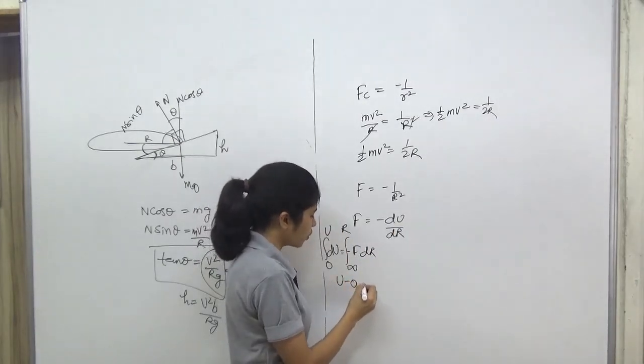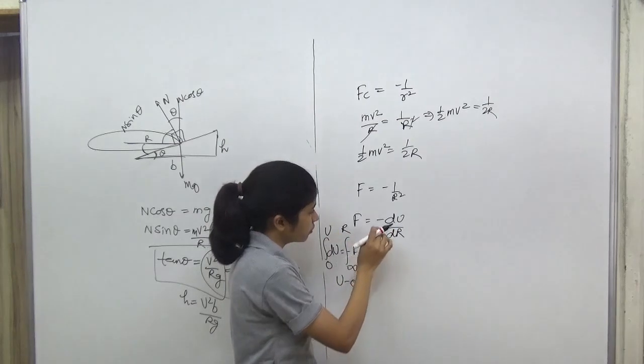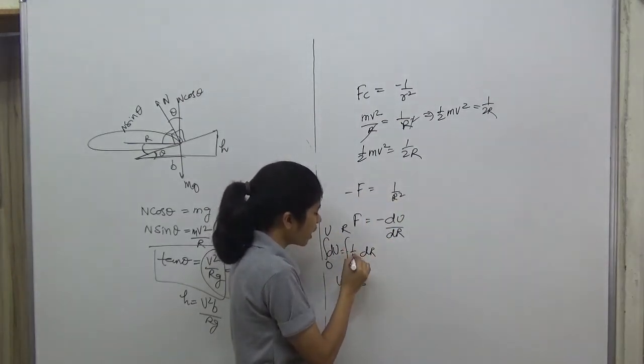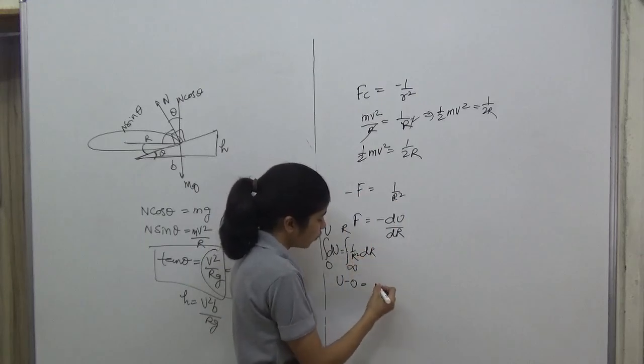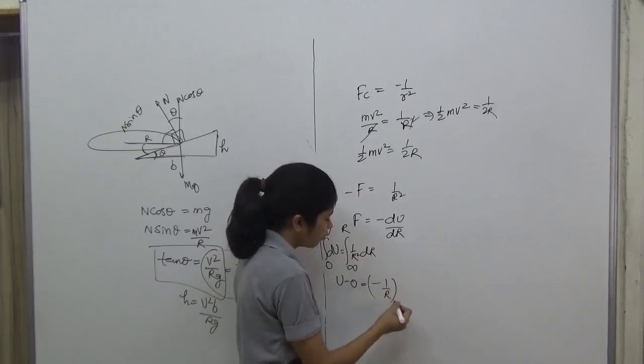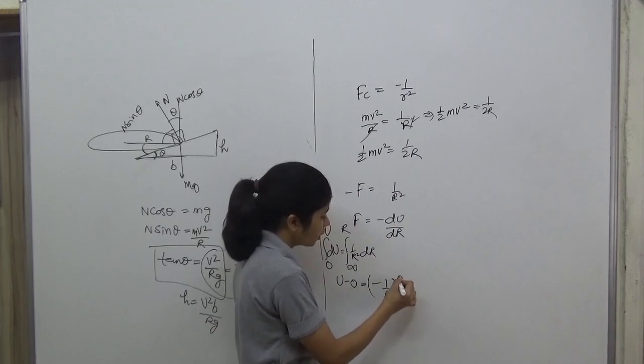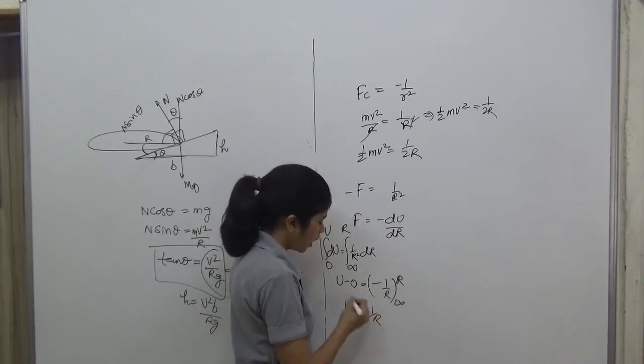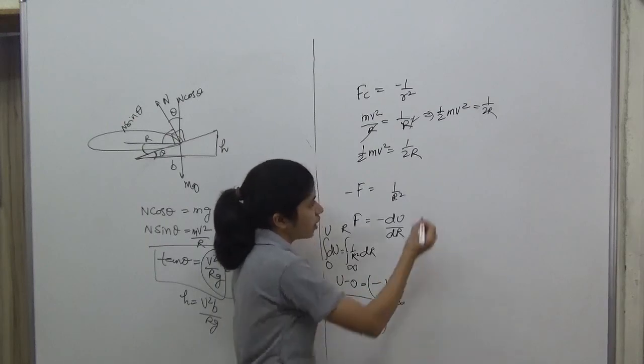So U minus 0 is equal to minus integral of F. So minus F is 1 by r square. If you integrate this, what will we get? Minus 1 by r from infinity to capital R. When you put the values, U is equal to minus 1 by r. So the potential energy is minus 1 by r.